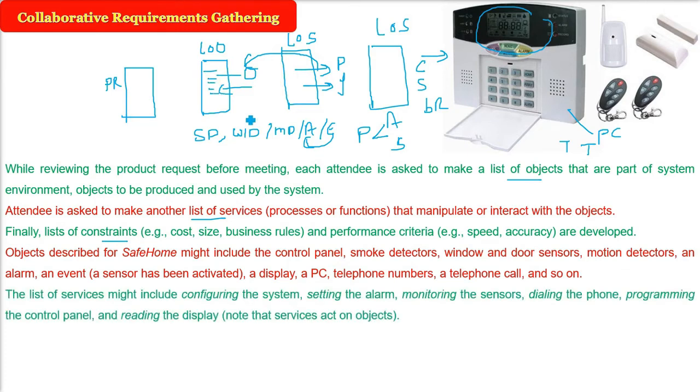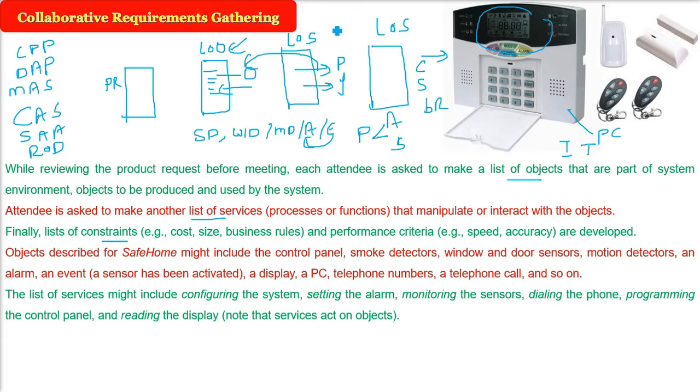So what can be the list of services? These are the functions actually. So this will consist of configuring the system, then setting the alarm. This can be one activity or function. Monitoring the sensors. Then we have to dial the phone. Programming the control panel. This can also be a process or a function. And reading the display. If you see here, all these services will be acting on the list of objects. So I'm just giving you an idea of what you would put here if you want to write the list of services.